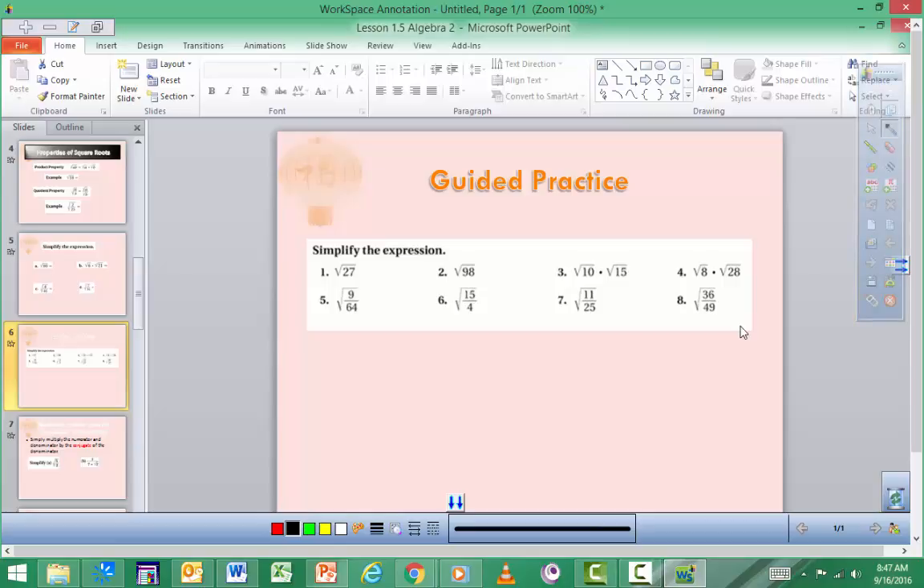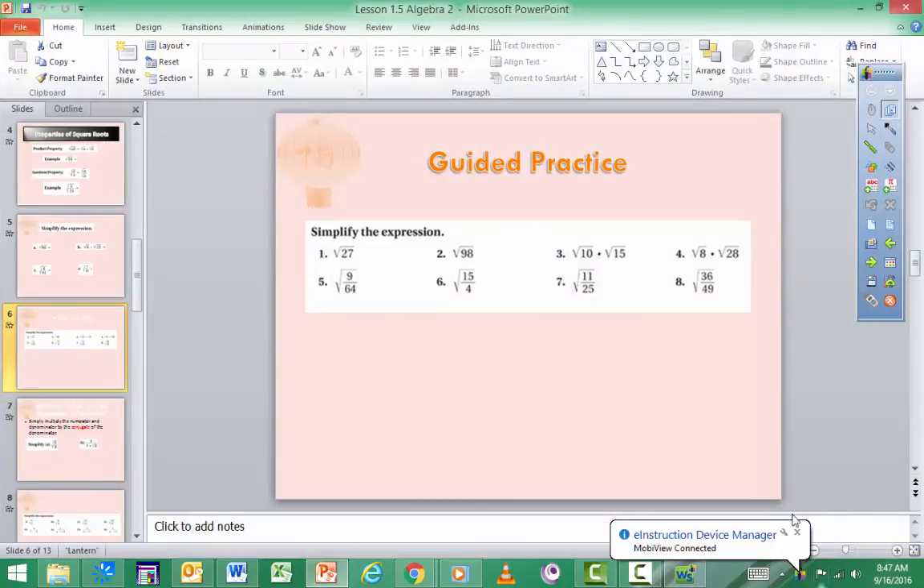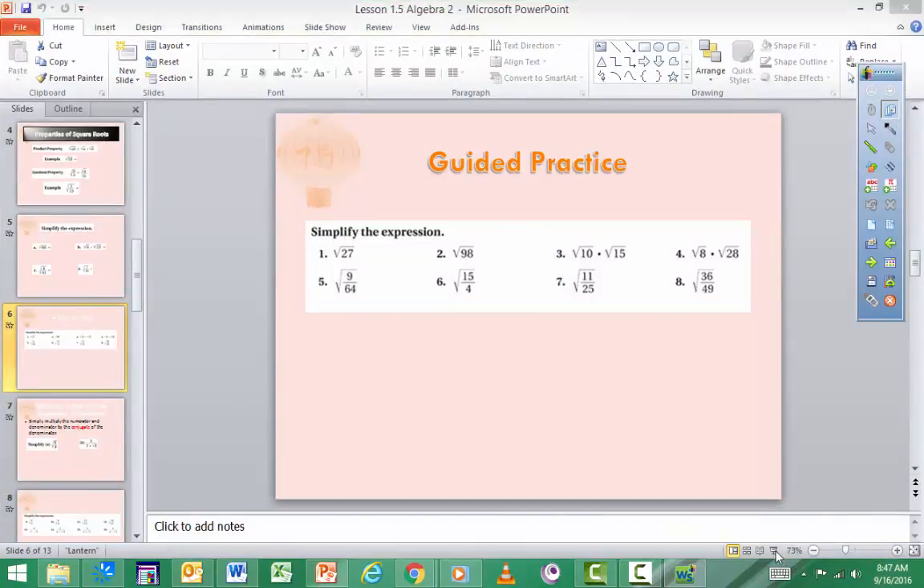So maybe I can do like, is my thing working? Zoom in. Oh, wait. Is that better?